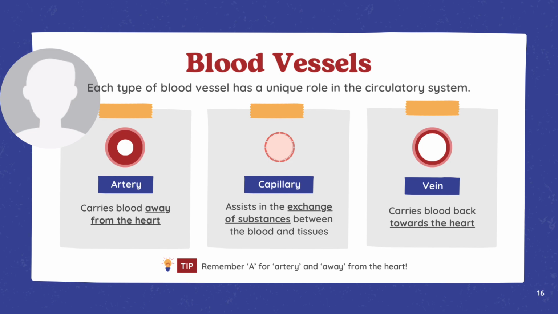Each type of blood vessel has a unique role in the circulatory system. The first one, artery, carries blood away from the heart. Then the capillary assists in the exchange of substances between the blood and tissue. Then we have the vein, which carries blood back towards the heart. One tip to remember: A is for artery and away. Away means away from the human heart.